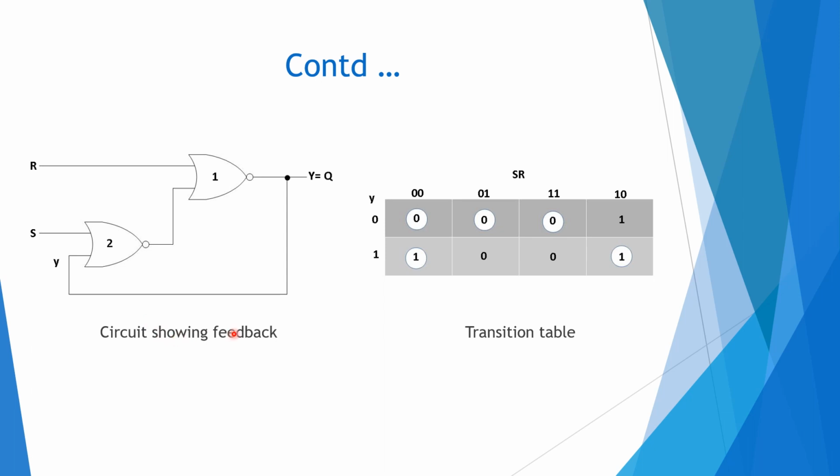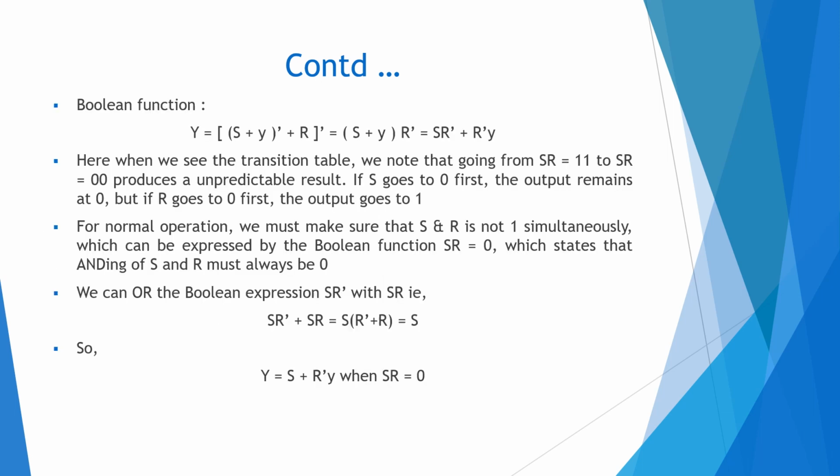This is a circuit showing feedback. You can do it in both ways, but this is one of the ways, and I have drawn this circuit according to the theory of asynchronous circuits. This is a transition table here, with SR. These are the stable states, the circled ones. These are the transition states. This is the Boolean function of the circuit showing feedback, that is Y equals S R bar plus R bar y.